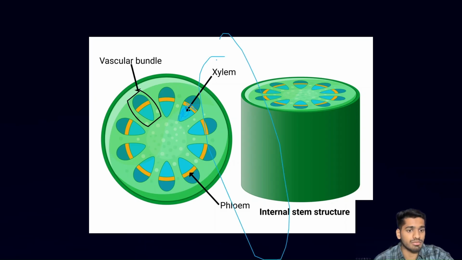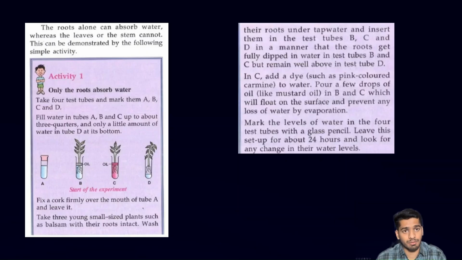And together we are going to call them as vascular bundle. So we have seen this in the beginning only. So xylem and then phloem, together we are going to call them as vascular bundle. Now we know that the xylem is going to conduct the water and the roots are the primary organ which is going to absorb water.